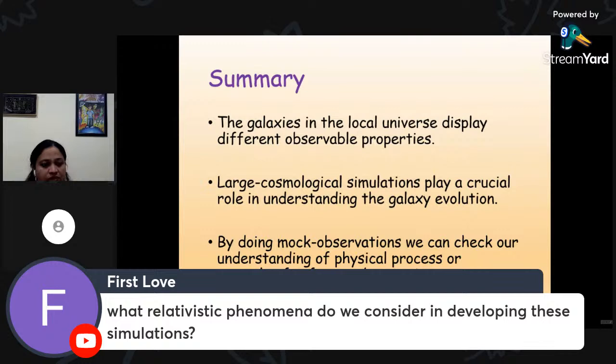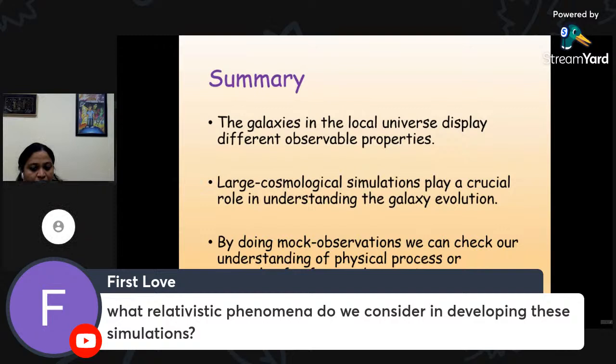So we'll be taking the next question. What relativistic phenomena do we consider in developing these simulations? Well, not at all. If you are talking about general relativity, for example, it is not considered in a generic hydrodynamical simulation.